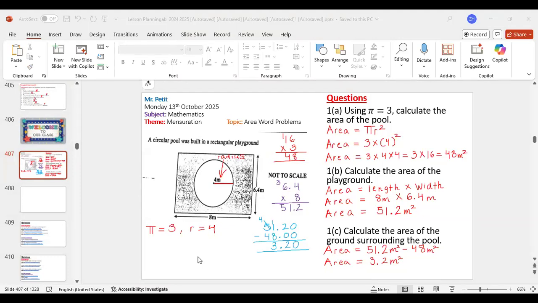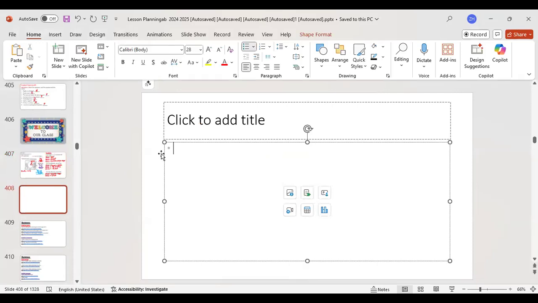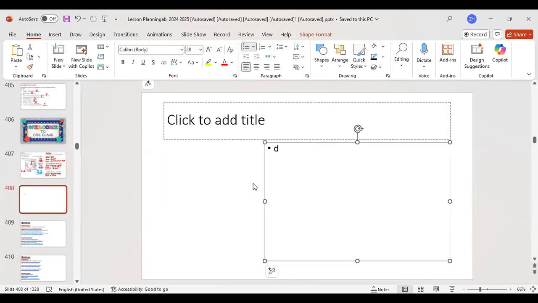All right, so I like the confidence, right? So let's do this one. We'll call this example number 2.